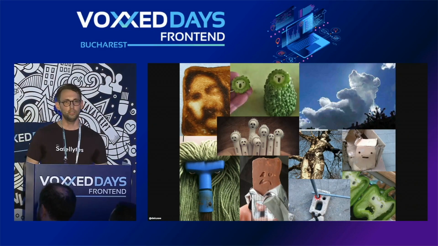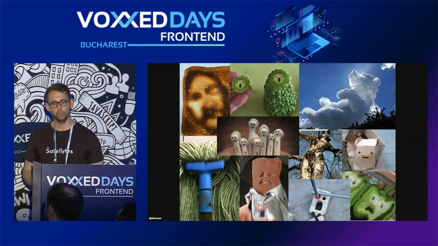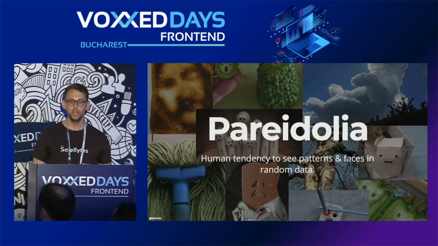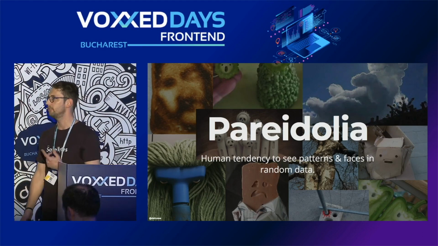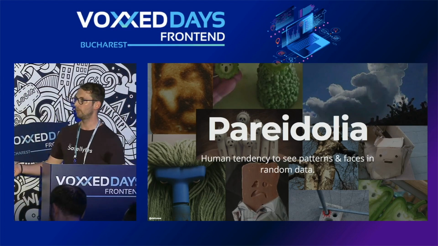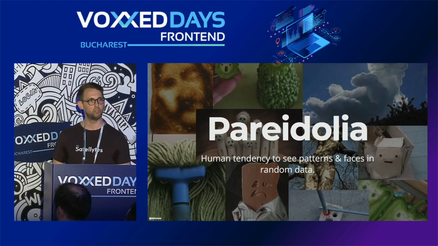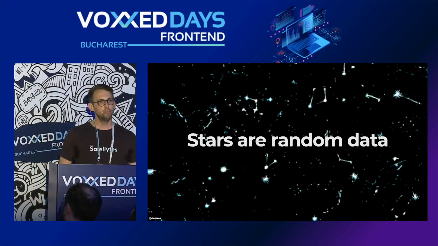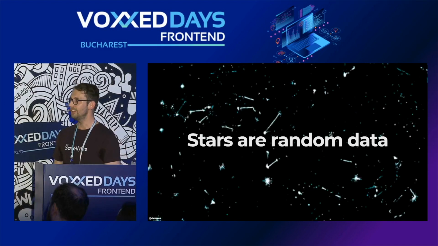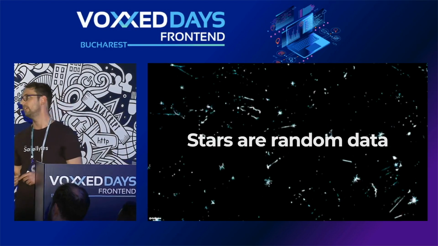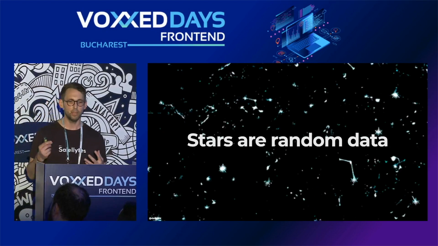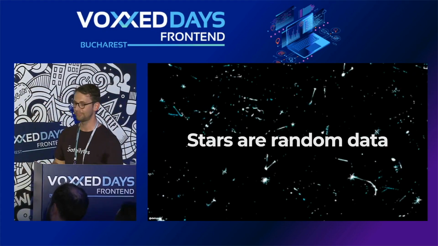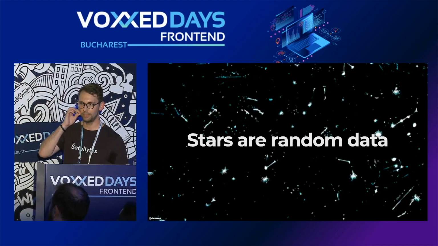And this behavior also has a name. It's called pareidolia, and it's the human tendency to see patterns of faces in random data. So that should be your next party fact to explain to people. And what are stars in the sky? They are random data, so our brain tries very, very hard to find anything meaningful in it. I get some distance.